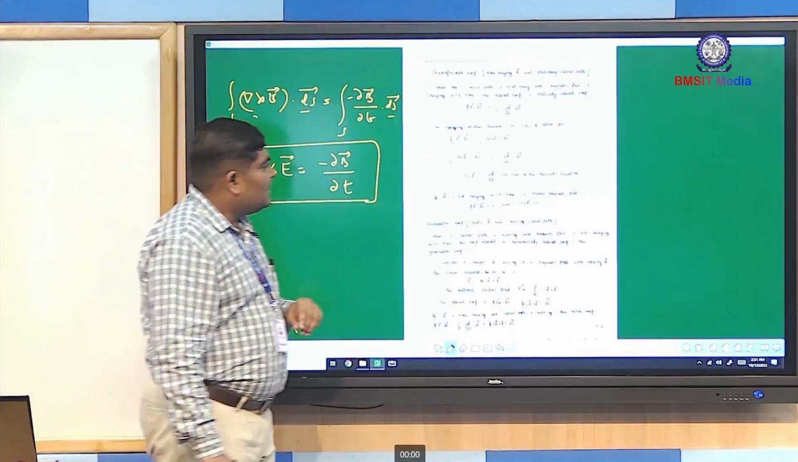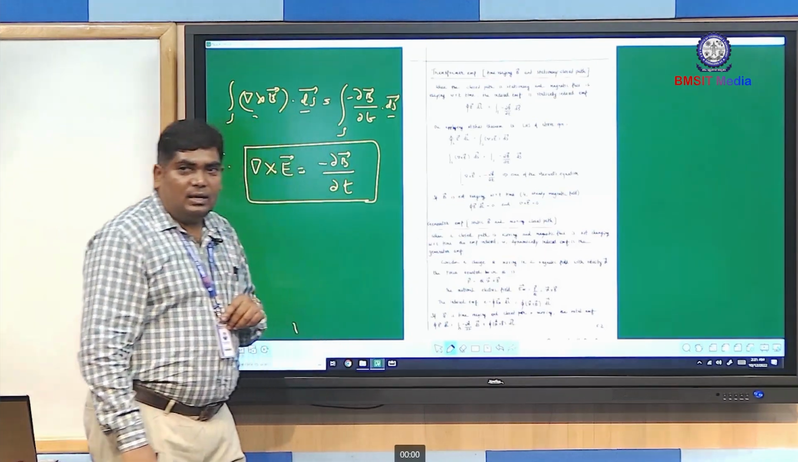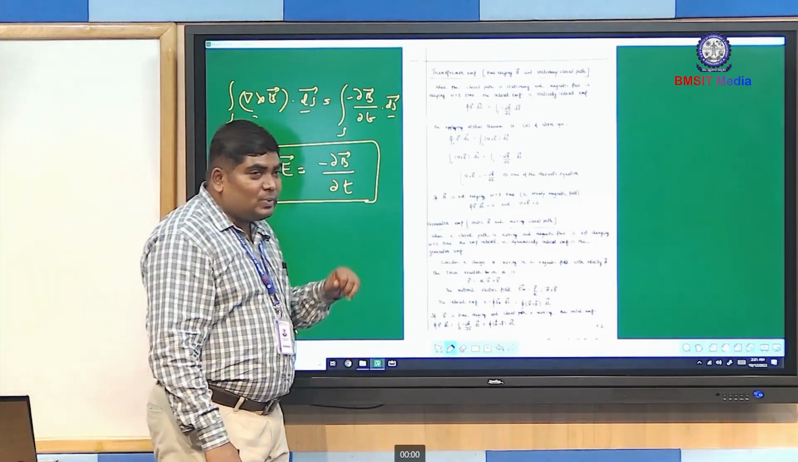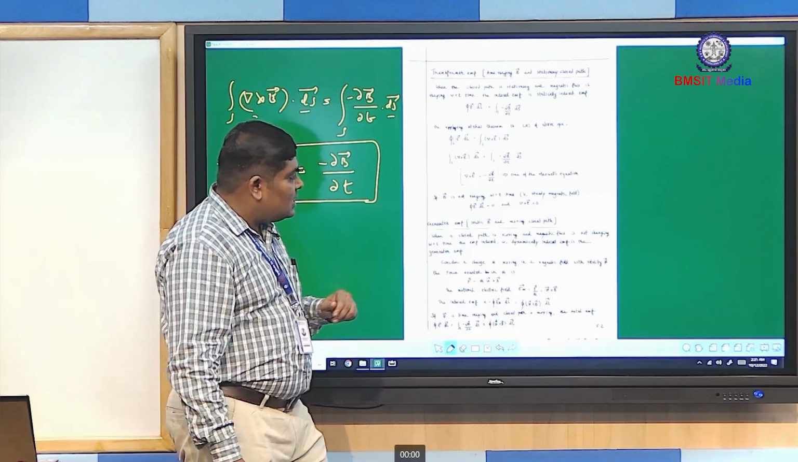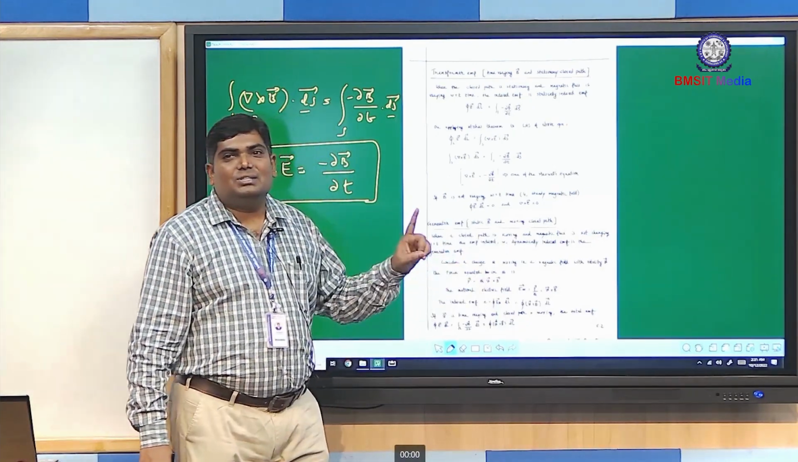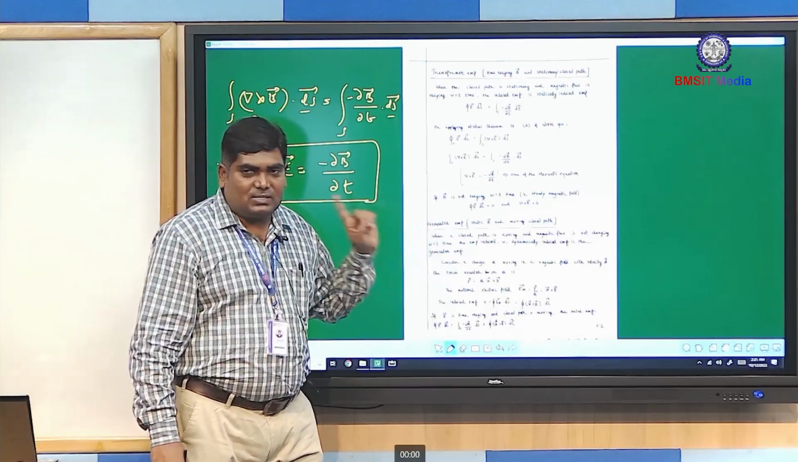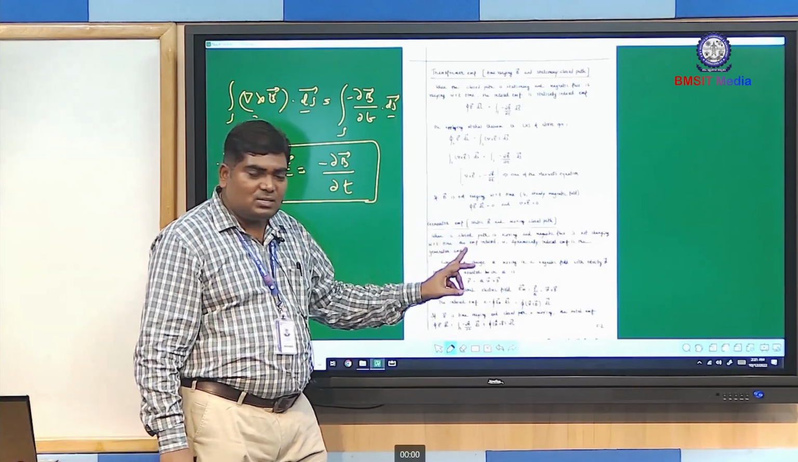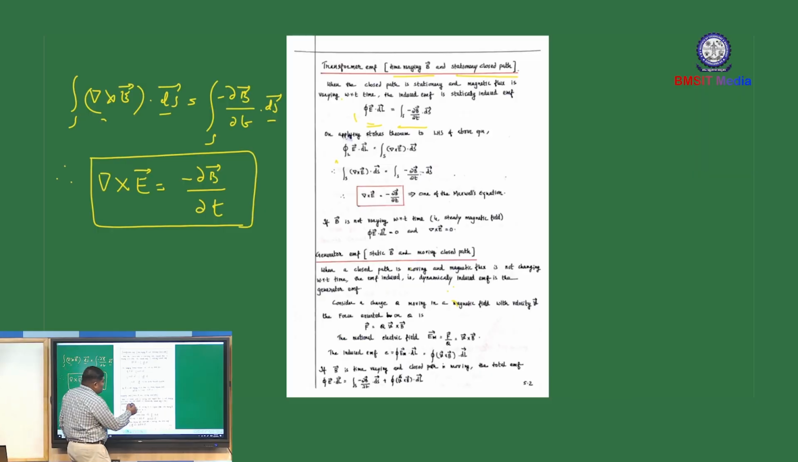Let us see the second case. The case is generator EMF. As we have discussed earlier, in the second case the path will be moving, but the flux is stationary. That is why we have written here static B and moving closed path.